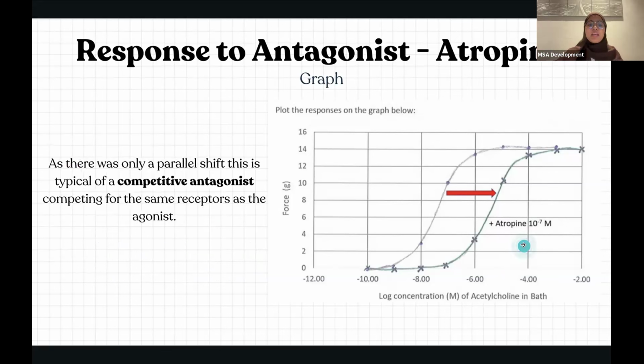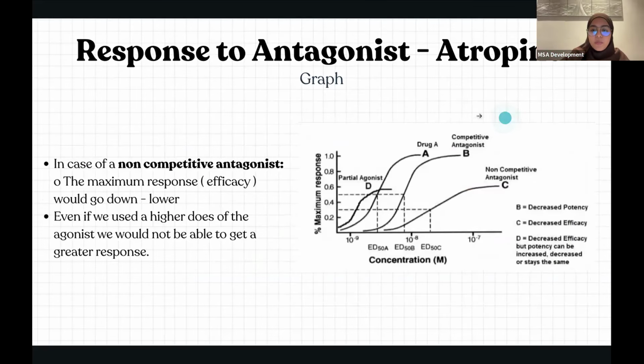Okay? Now, we talked about it only being a parallel shift, not a big shift. It didn't change the slope relationship, right? This is seen in competitive antagonism. This is very important because I saw it in your past papers. What would we see if it's non-competitive antagonism? We would see a change here in efficacy. You see how this one just shifted to the right in drug A and you add a competitive antagonist, it shifted to the right? This one went like this. The efficacy went lower. So you need higher doses. Even if you get a higher dose, you wouldn't be able to get a greater response.